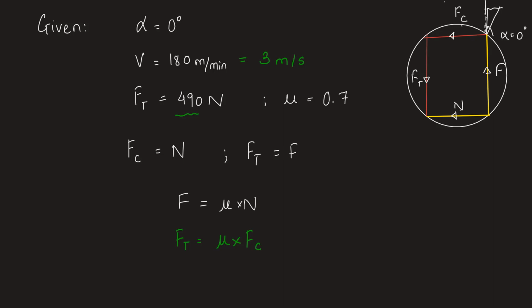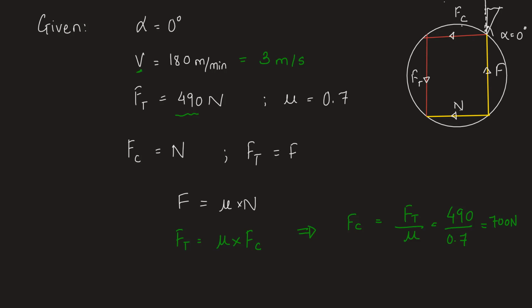We need to calculate power consumption. So we'll calculate the cutting force first, and whatever is the cutting force into the cutting speed will give us the power consumption. Power consumption is nothing but force into velocity. So let's find out the cutting force first. From here we will have the cutting force Fc as Ft upon mu, which is equal to 490 upon 0.7. This turns out to be 700 Newton.